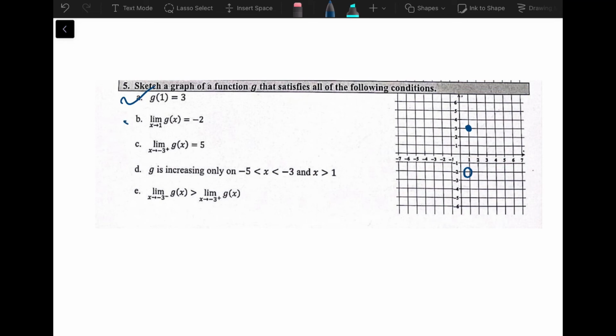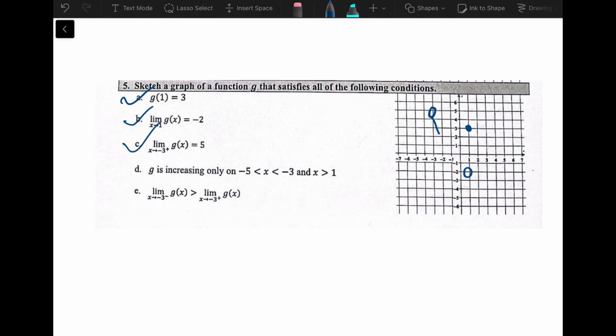Okay, check. The limit of g of x is equal to 5 as x approaches -3 positively. Okay, so -3 and 5. This is a hole here, and somehow it's going to come down in positively from the y, right? So this is going to come in down here somewhere positively.